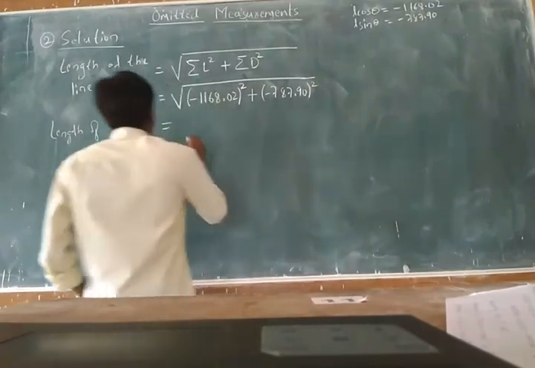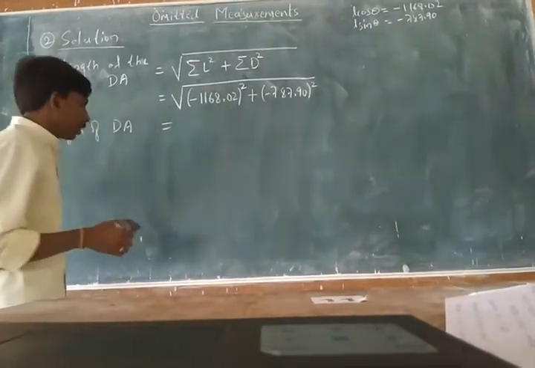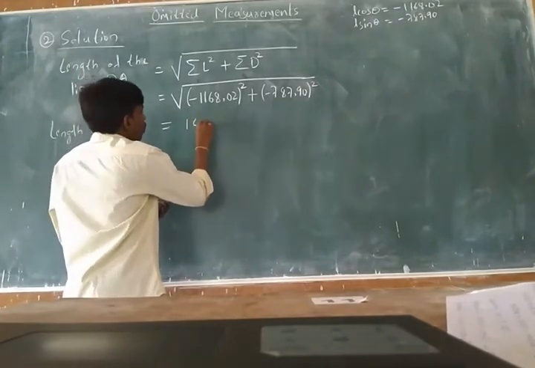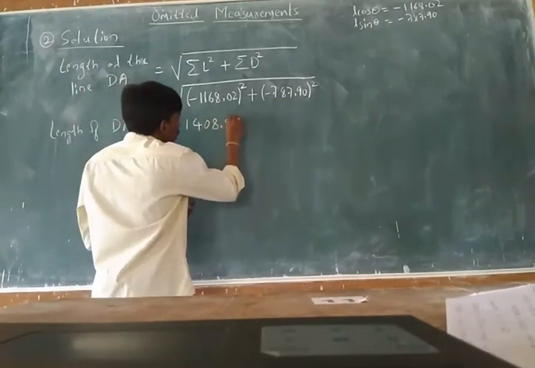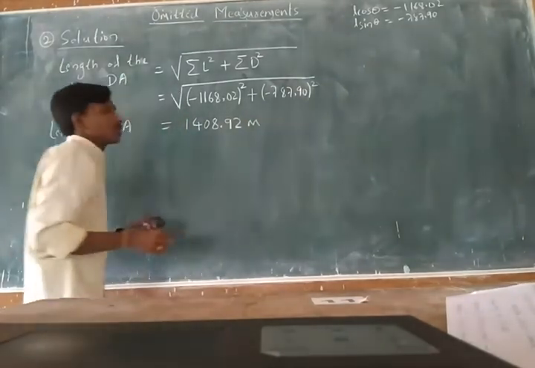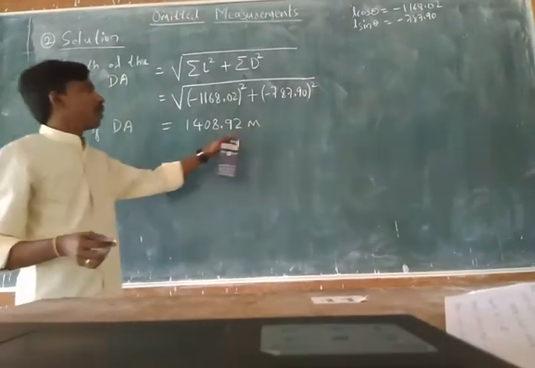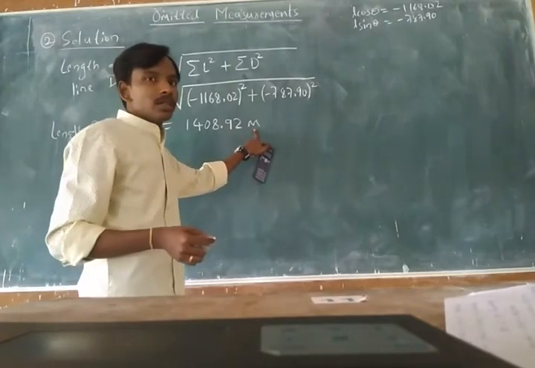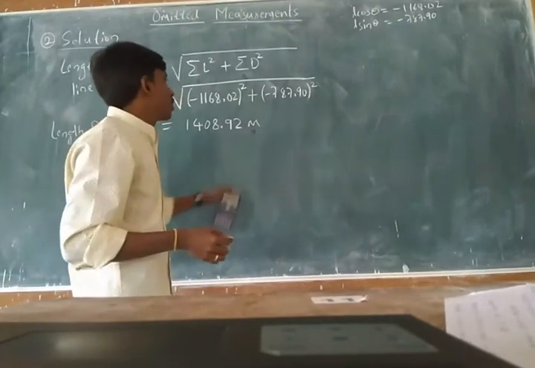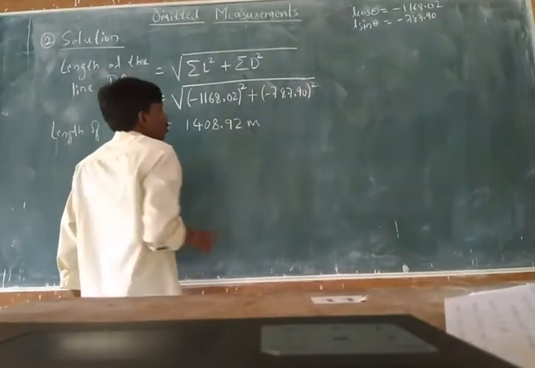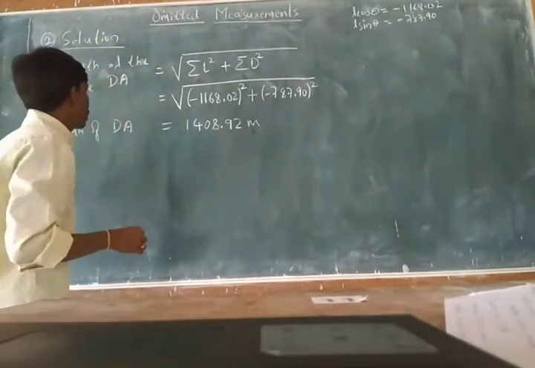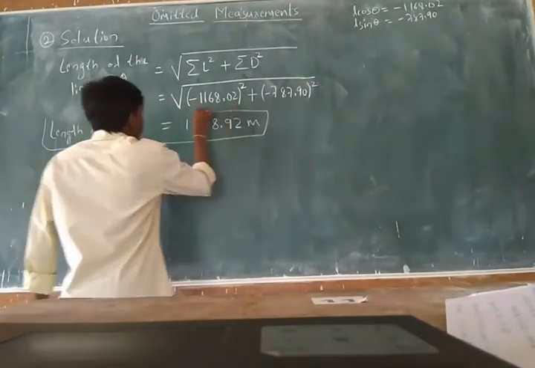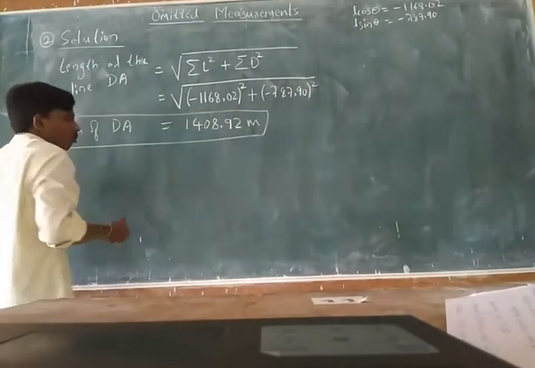You will get the answer 1408.92. So that is the length of the line DA, 1408.92 meters. Here we have written meters because all the lengths I have given in the question are in meters. So for that reason we have to write the length in meters. Length of DA is 1408.92.